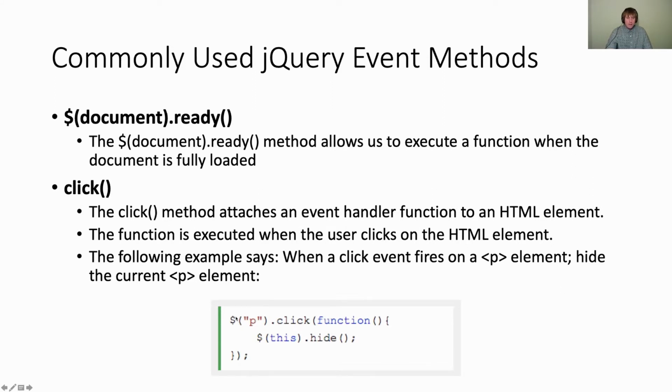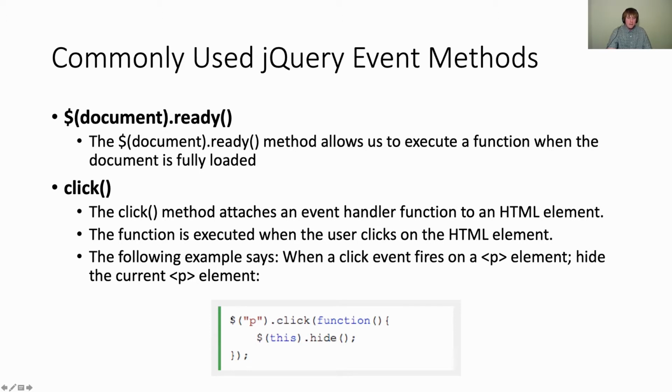If you look right here at the bottom, you'll see I have a $ sign here that's going to access the jQuery function. The jQuery function takes one parameter, which is going to be a selector. Then I'm calling the jQuery click function, which is going to take another function as a parameter. In this case, it's an anonymous function that's going to hide the current element after it's clicked.